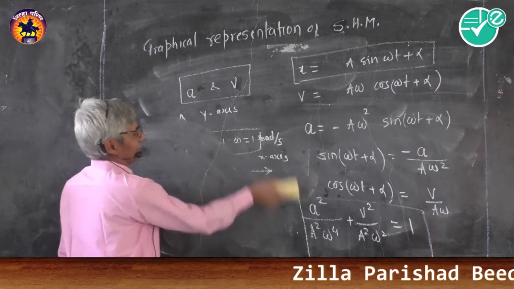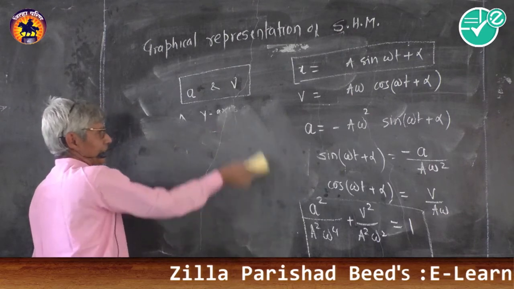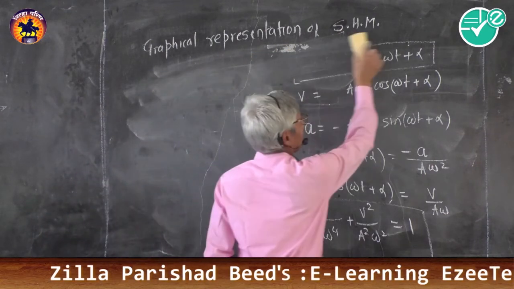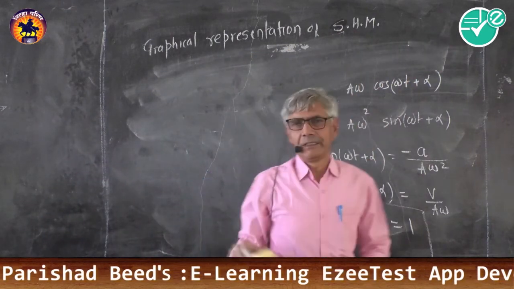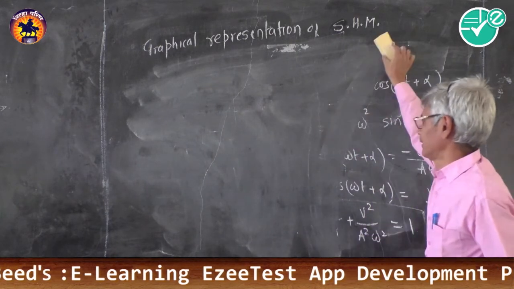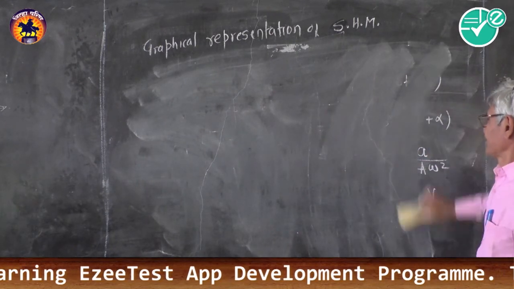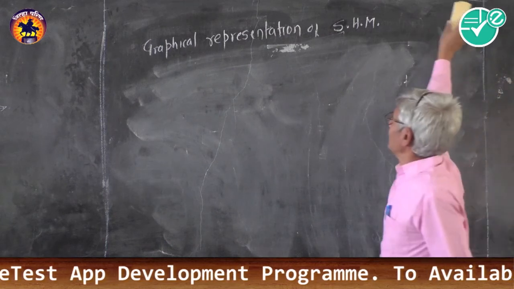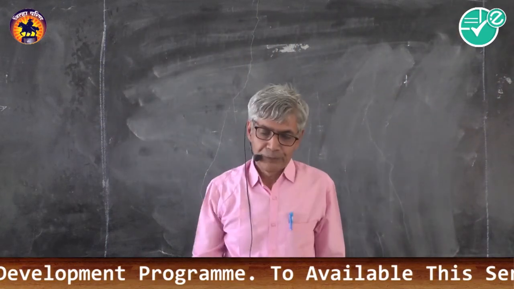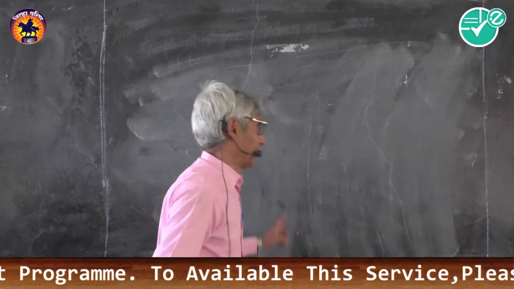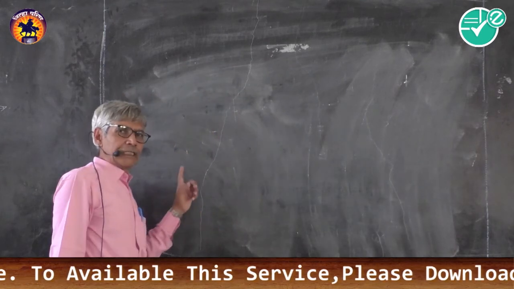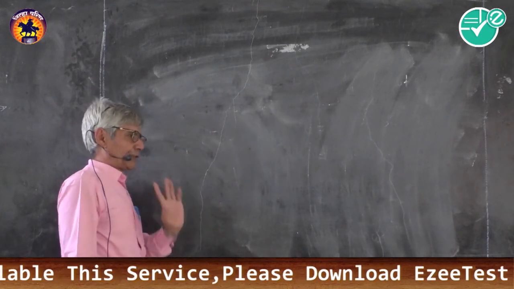So in this way we can discuss the graphical representation of the different parameters like velocity, acceleration and displacement with respect to phase angle or with respect to each other, say acceleration and velocity, acceleration and displacement, velocity and displacement, and so on.